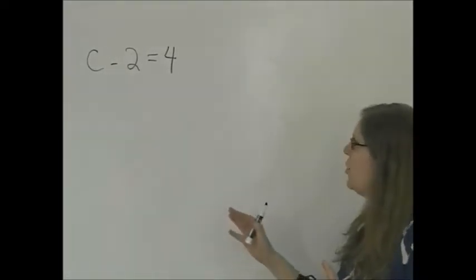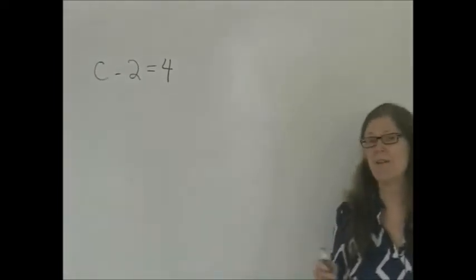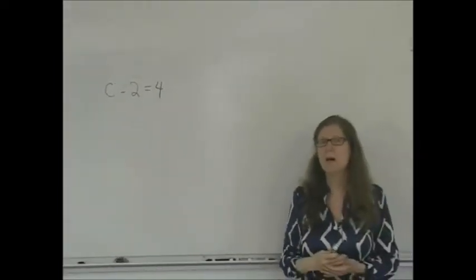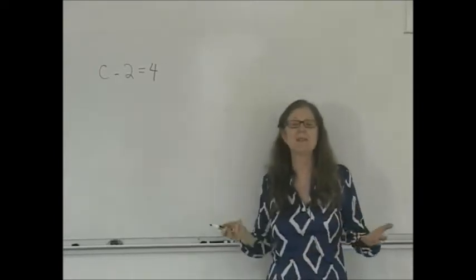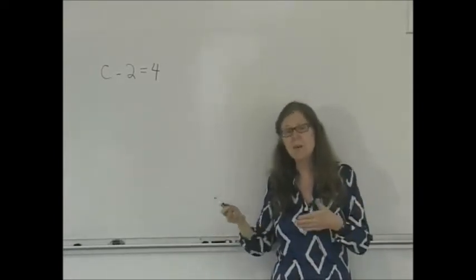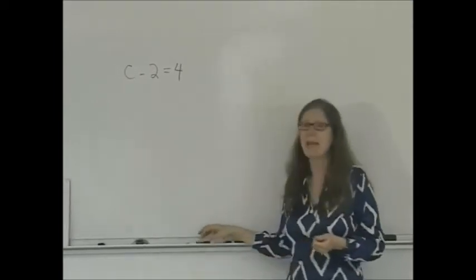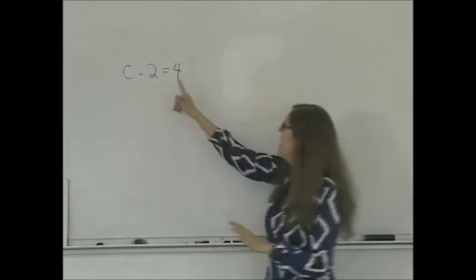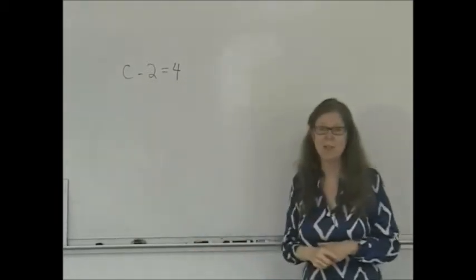Okay, so in this case, if we don't know what C is, but I know that if I took 2 away from C, I get 4, you can probably figure out that C has to be 6, because 6 take away 2 is 4. An equation is a statement that what's on one side of the equal sign is equal to what's on the other side of the equal sign.